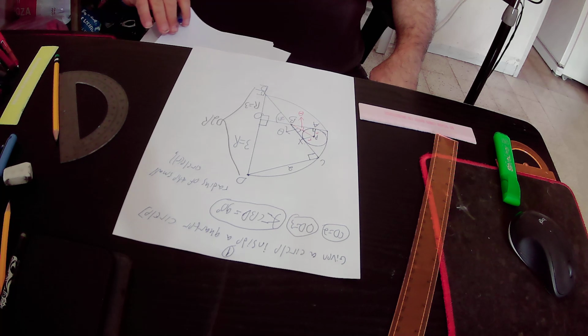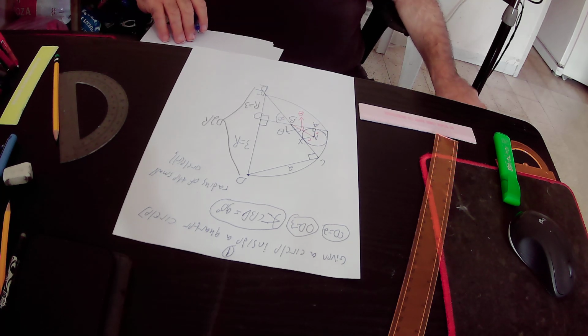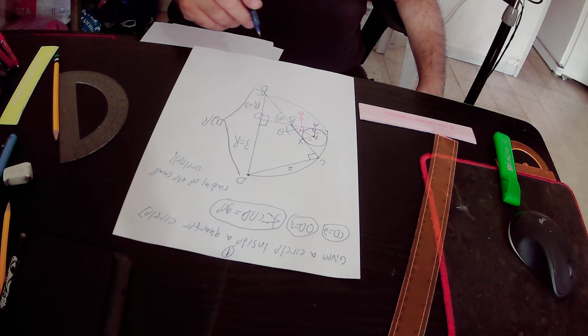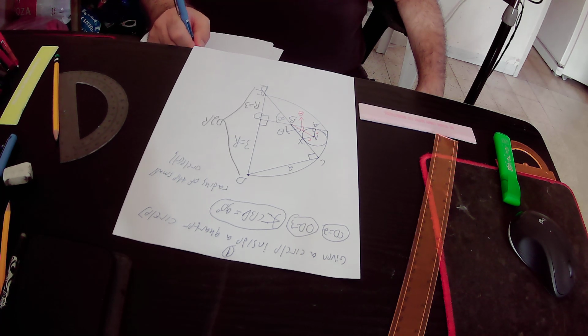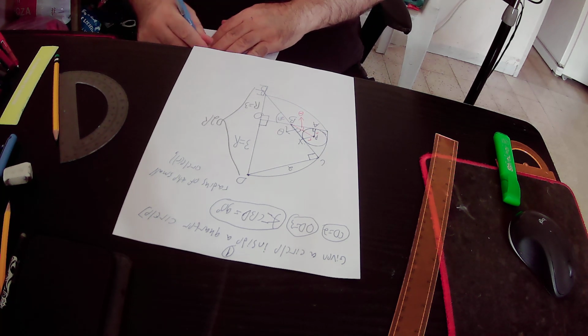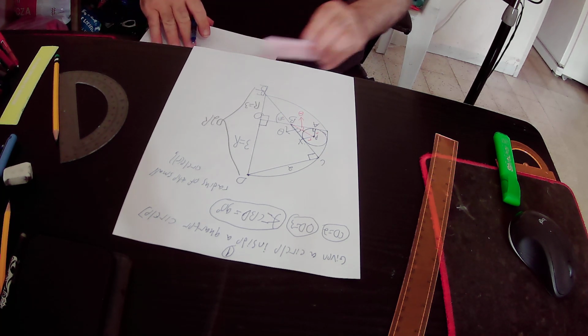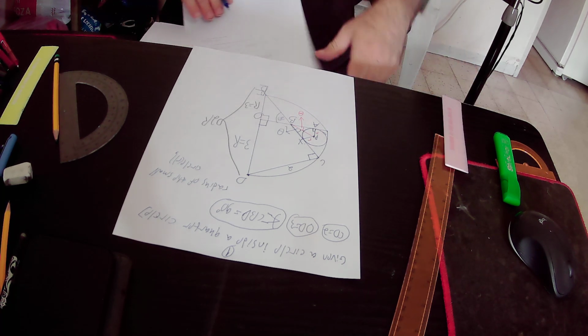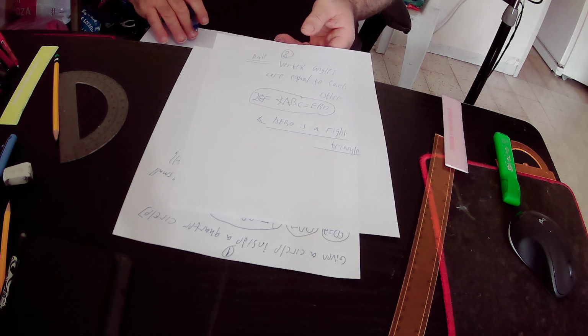So now we will return to triangle EBO. We know that triangle EBO is a right triangle, because it has one angle that equals 90 degrees.